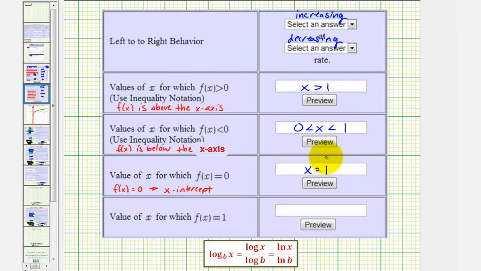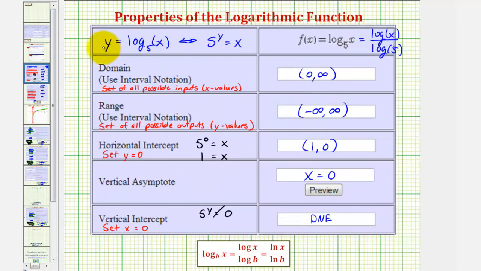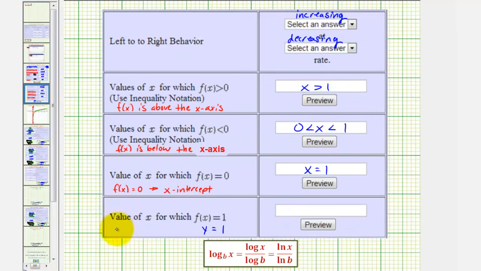And now for our last question, we want to find the value of x for which f of x equals 1. Remember, f of x is the same as y, so we want to find the value of x when y equals 1. To do this, we'll use the exponential form, where if y equals log base 5 of x, then 5 to the power of y must equal x. So 5 to the power of y equals x. We can substitute 1 for y. 5 to the 1 equals x, so x equals 5.